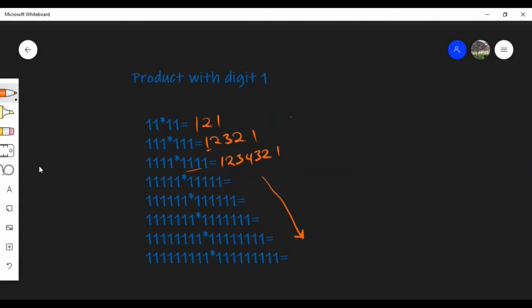The list goes down and down, and all of them will give you a palindrome. For instance, this would give you 12345678987654321. And you see, that's also a palindrome.